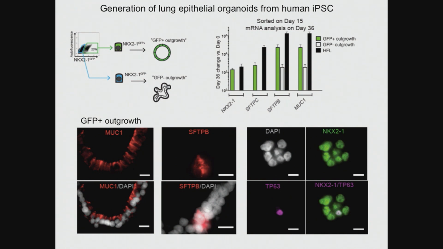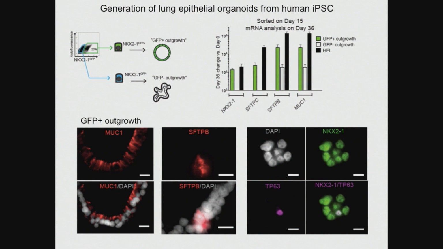They're now grown for about 2 more weeks in culture, and we analyze them by real-time qPCR for mRNA levels of key genes like NKX2.1 obviously, but also surfactant protein C, surfactant protein B, and MUC1. We compare it to the GFP negative, and we have a human fetal lung control. You can see our GFP positive organoids really are enriched for these, surfactant protein C being particularly important because that's a very specific marker of the lung epithelium.